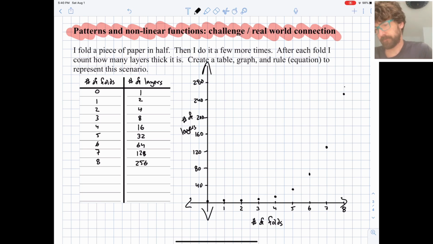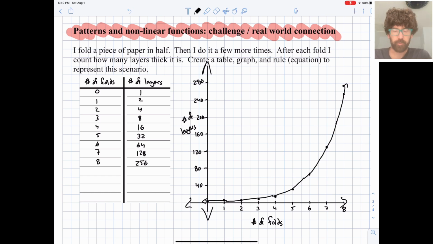Okay, so this is classic exponential growth. It starts out pretty flat, pretty slow growth, but it just keeps doubling, keeps doubling, keeps doubling, and eventually it grows just incredibly fast. Can you imagine with our 9th fold, we'd have 512, we'd be way off the screen.